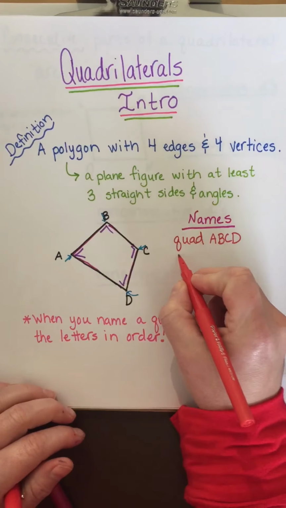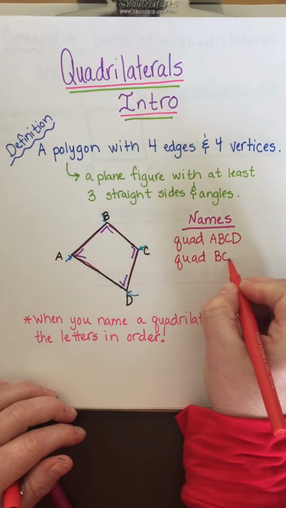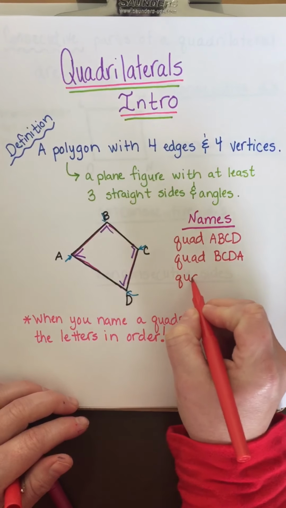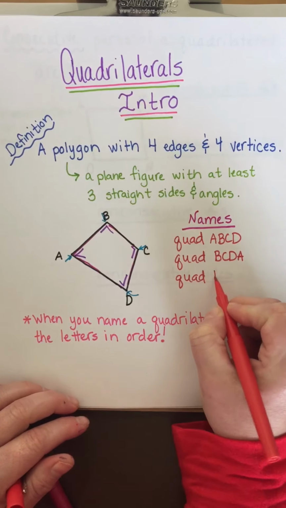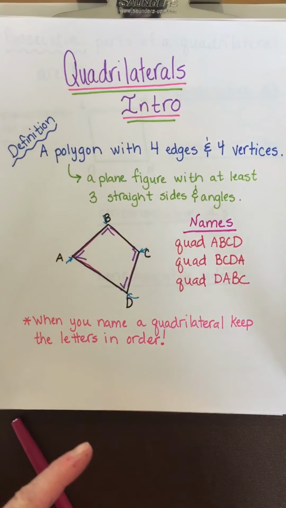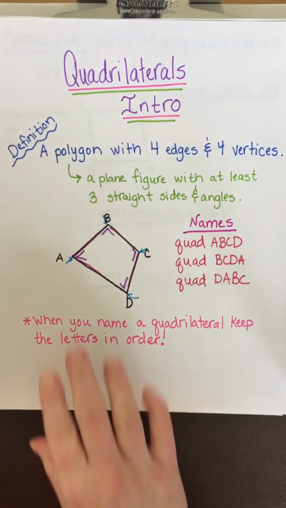We can name it quadrilateral BCDA. Let's just do one more because this is just so much fun. It could be quadrilateral DABC. Nice, right? Awesome. Okay, so that's all you need to know about that.